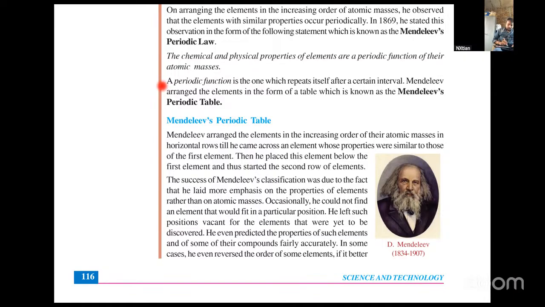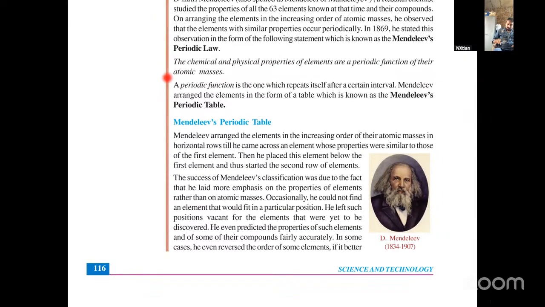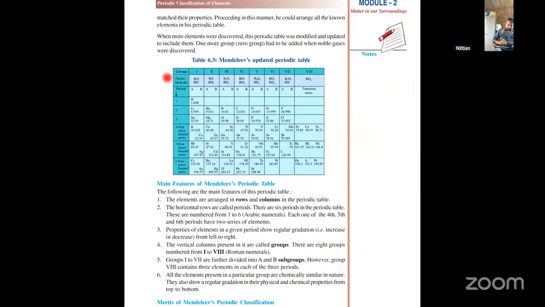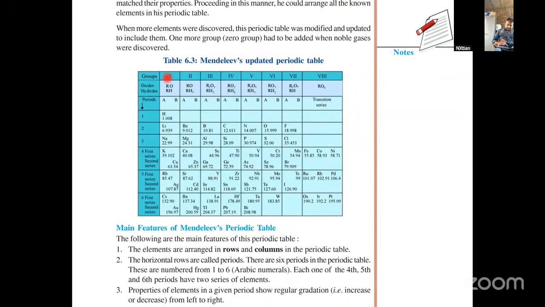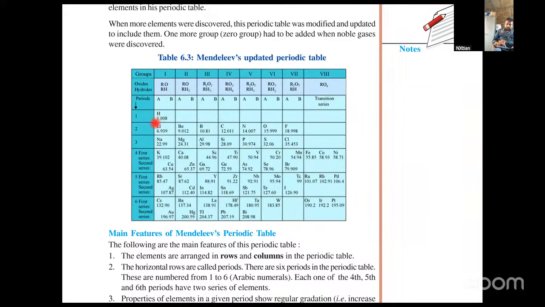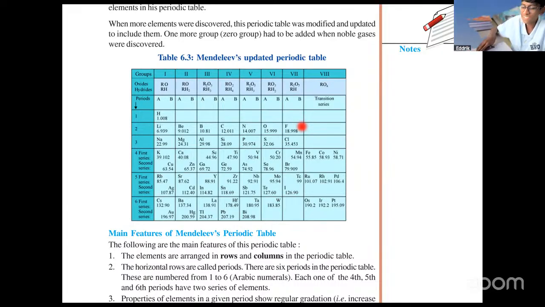Okay, so this is how Mendeleev's periodic table happened. I will show you. You can check that there's hydrogen, whose atomic mass is 1.008. Then there is helium. Where's the helium? There's no helium in this, because at that time helium didn't exist. Helium was not there, so that's why helium was not there.